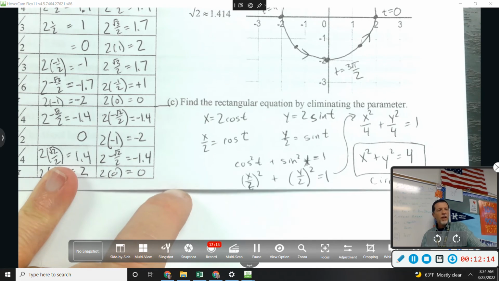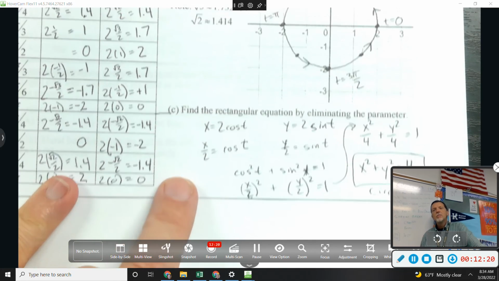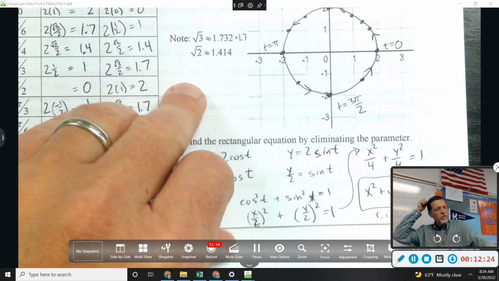So, not too bad yesterday. Completely new stuff. But a 3-column table. Graph it like normal, except with the arrows. And then solve for x and y.